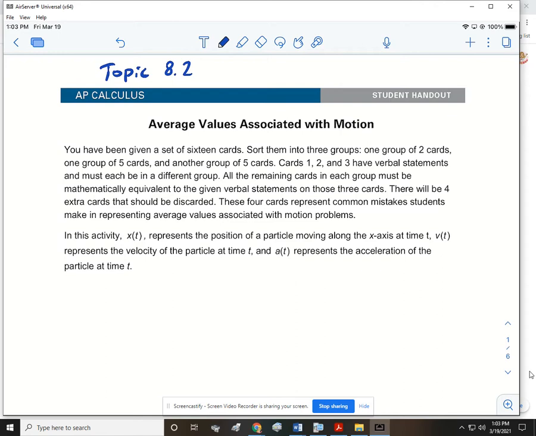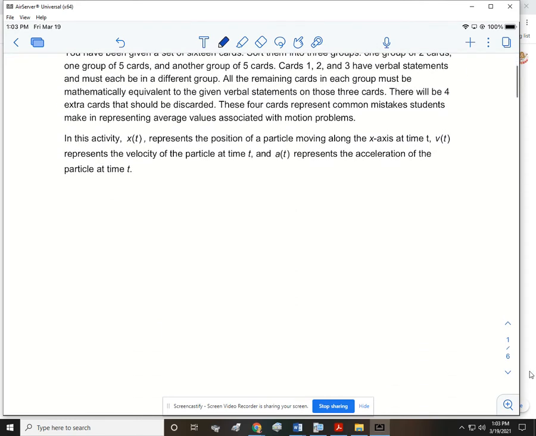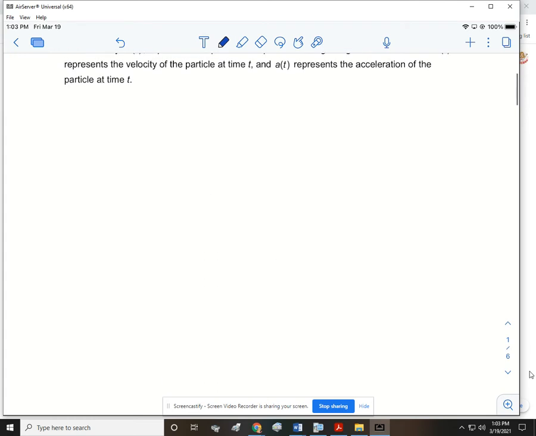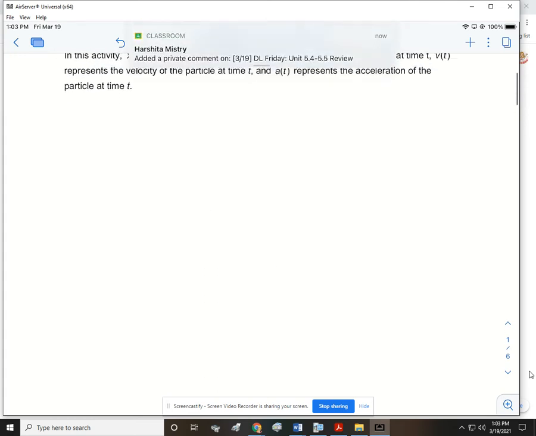And you guys are going to do this card sorting activity dealing with the average values associated with motion. But before you do, I just want to remind you about some relationships. And that last paragraph talks about it some, but I want to talk about a little bit more.